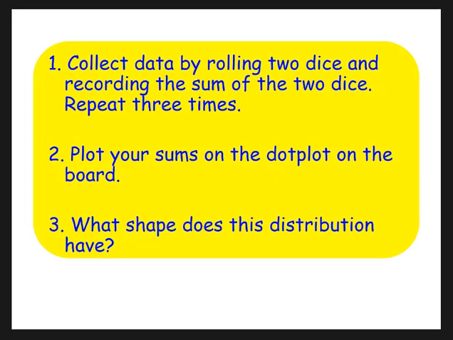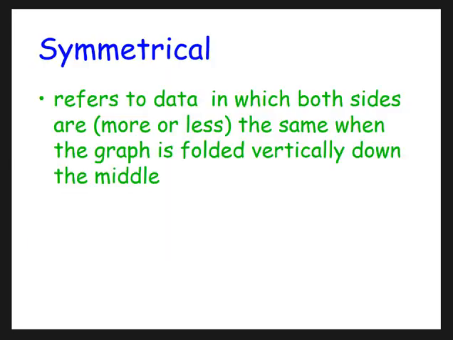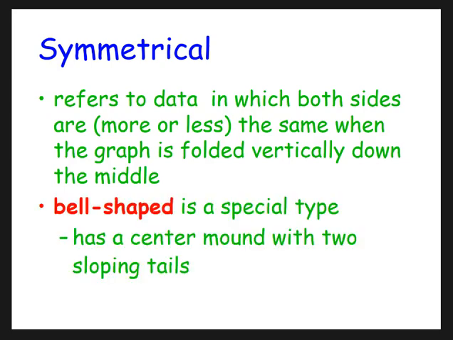So we're going to collect data here by rolling a die and creating a dot plot. We should get a symmetrical distribution there. So we have a bell-shaped curve. Remember, that's what we use to describe that normal distribution.